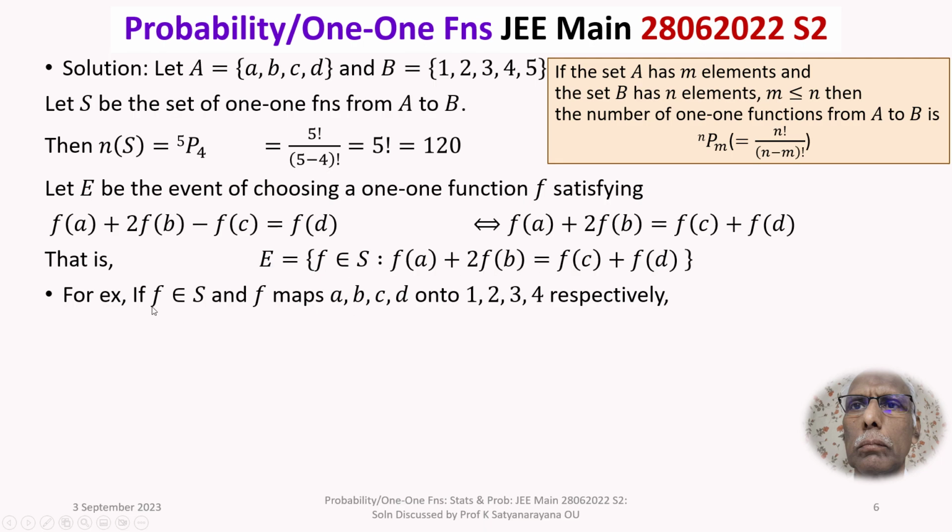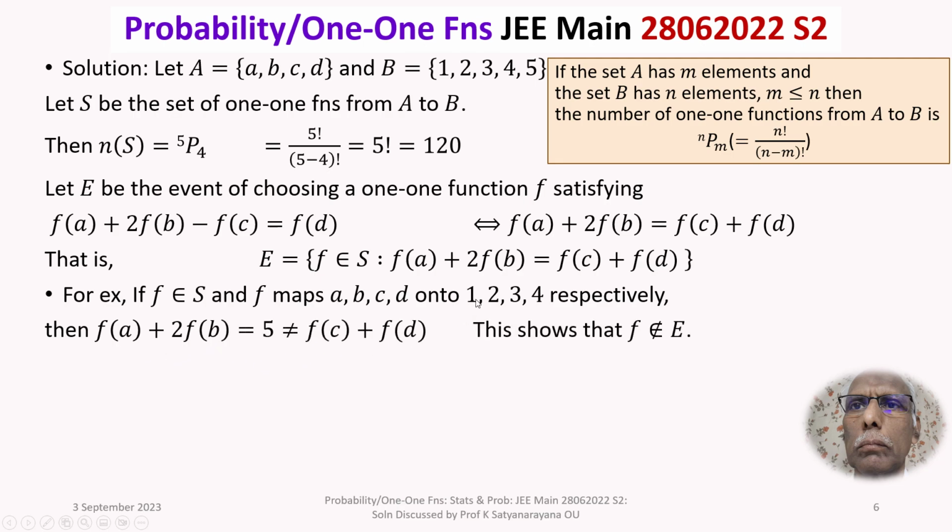For example, take a function f belonging to S, a one-to-one function which maps a, b, c, d onto 1, 2, 3, 4 respectively. That means f(a) is 1, f(b) is 2, f(c) is 3, f(d) is 4. Then f(a) + 2f(b) will be 1 plus 2 times 2, that is 5. Can this 5 be written as a sum of 3 and 4? No, it cannot be. The sum is obviously 7 in any manner. So this shows that f doesn't belong to E.